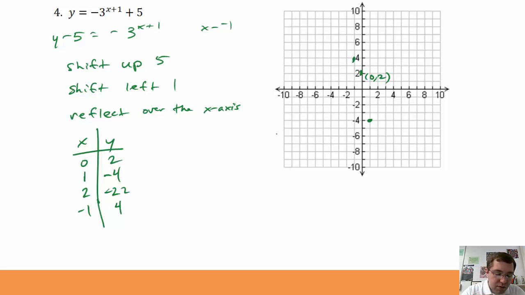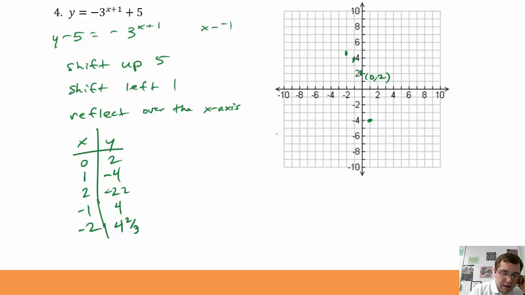What happens when x is -2? We'll have -2 plus 1, that's -1. I'll have 3 to the -1 power. That would be 1/3. So if y minus 5 equals -1/3, I'll add 5 to the other side, and I'll have y equals 4 2/3. X is -2, y is 4 2/3. I know that's a mixed number, but that's easier to graph than thinking of an improper fraction.